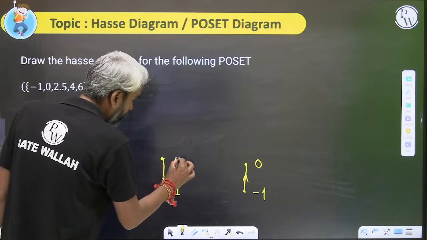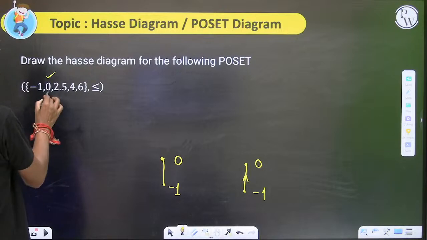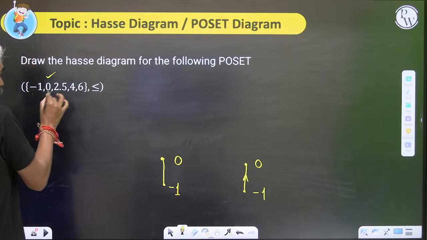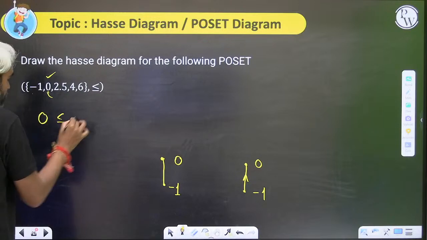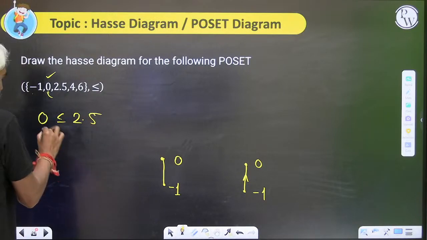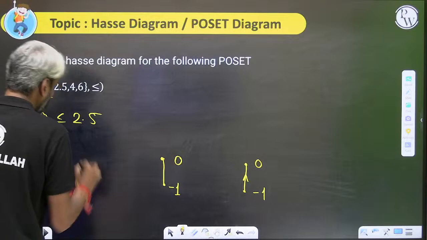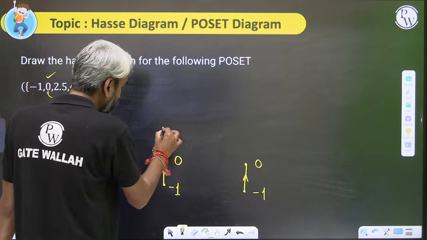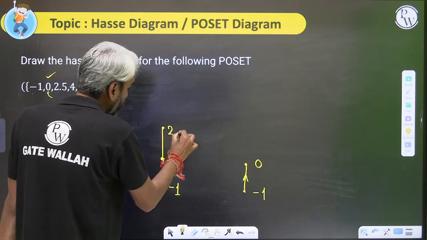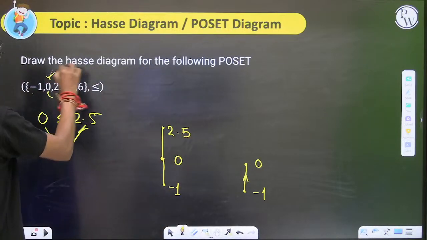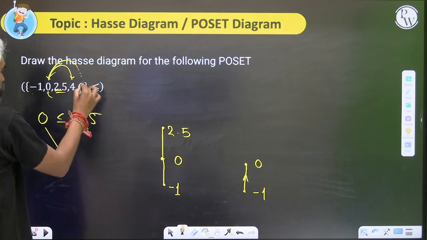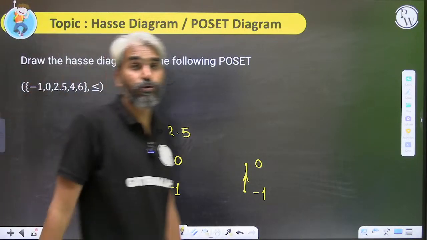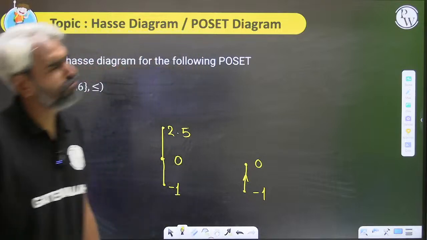Let's move to the next element of the set, that is 0. Now, 0 does not relate with -1. Forget about that. 0 relates with 0, but no self-loop. 0 relates to 2.5. So 0 is less than 2.5, and there is no element x such that 0 relates to x and x relates to 2.5. Therefore, we'll draw a direct edge between 0 and 2.5. Similarly, 0 relates to 4, but there is 2.5. 0 relates to 6, but there is 2.5. Therefore, we will not draw any edge from 0 to 4 or 6.